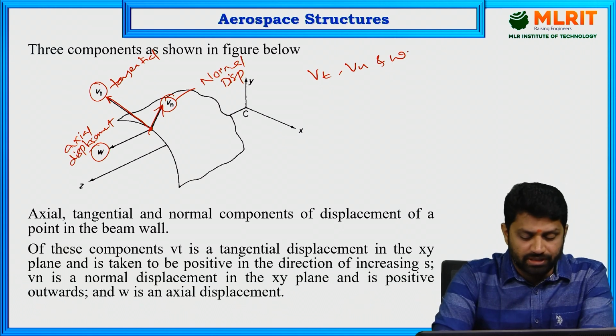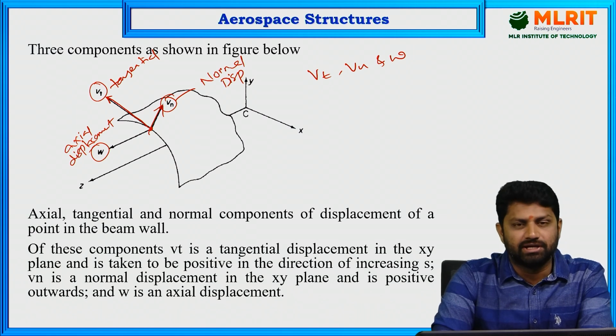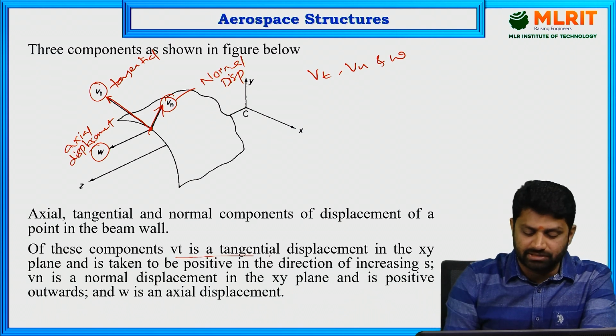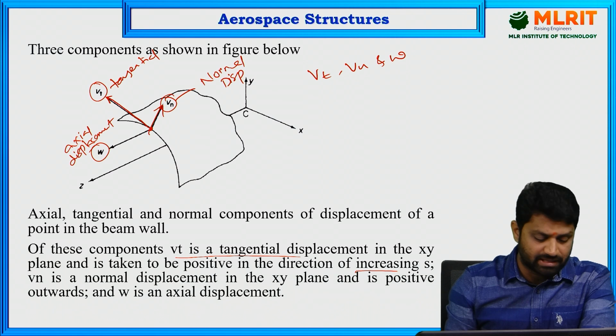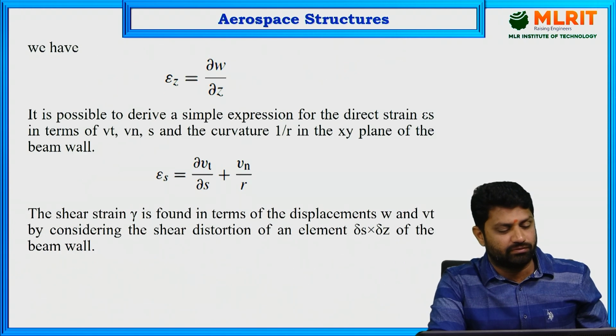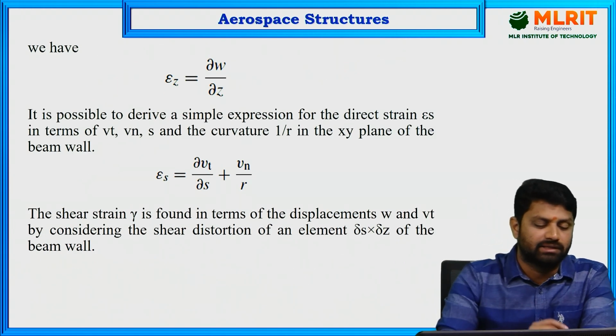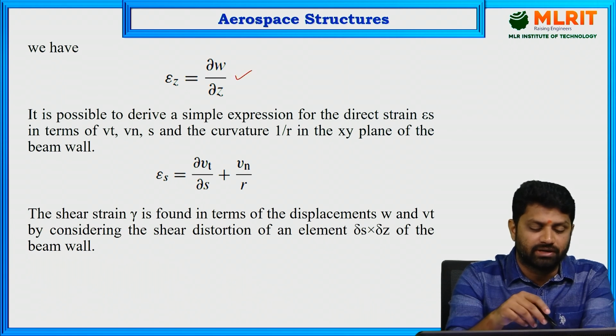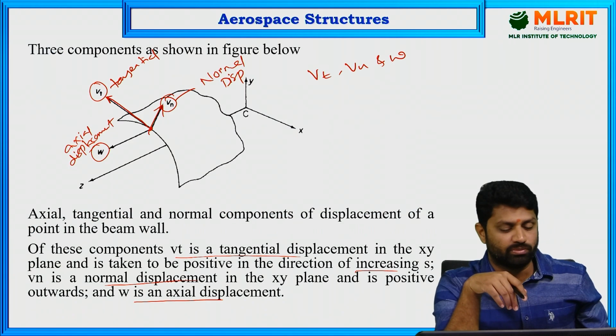These axial, tangential and normal components of displacement are used to establish the relationship between stress, strain and displacements. Vt is the tangential displacement in the xy plane, taken as positive in the direction of increasing S, Vn is the normal displacement, and W is the axial displacement. From this analysis you can write two direct strains. Straight away you can write epsilon z as dou W by dou Z.